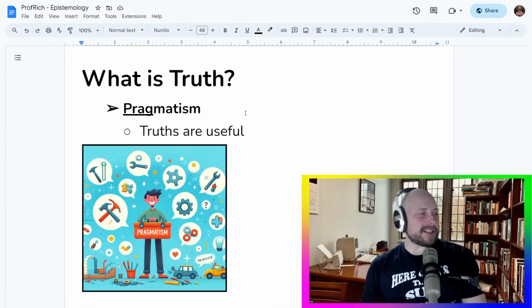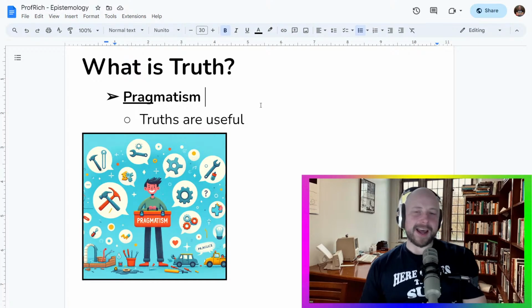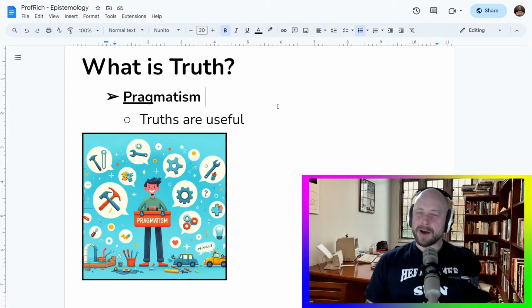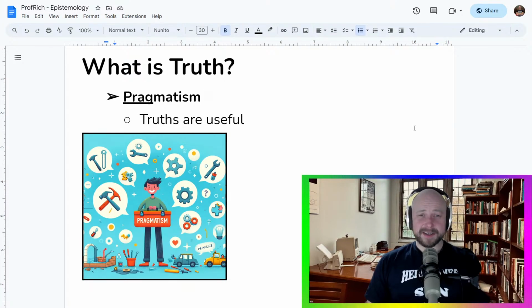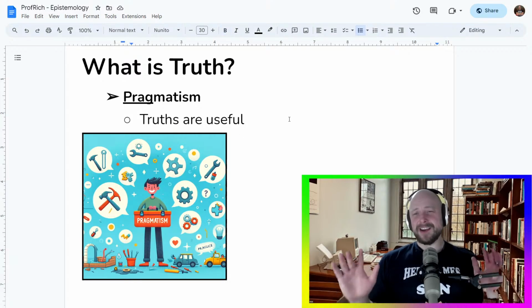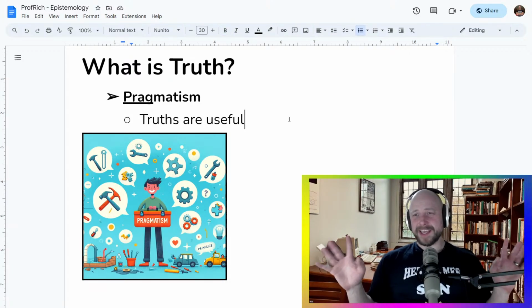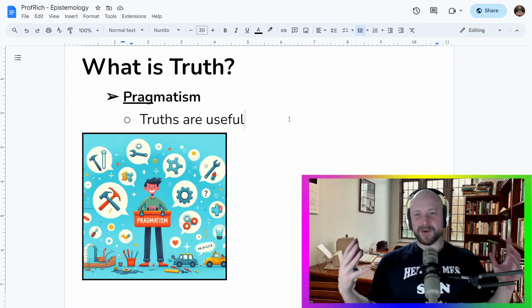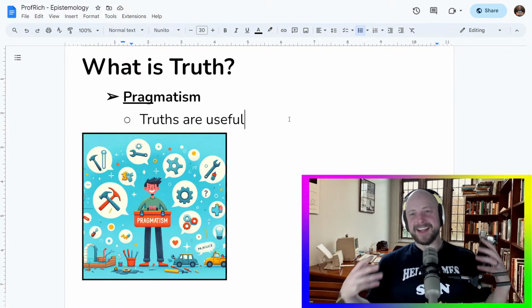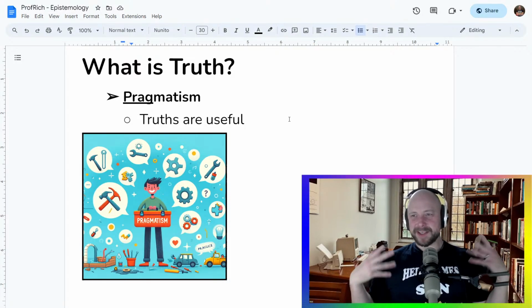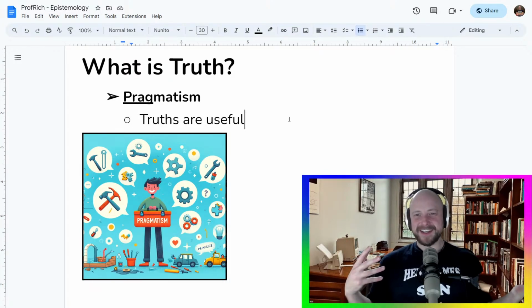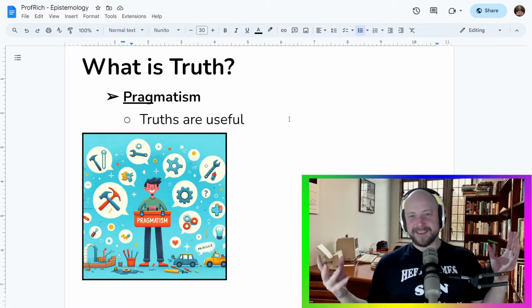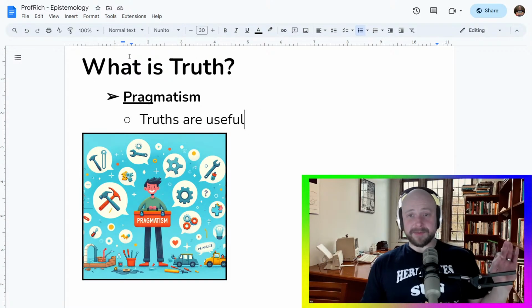All right, moving on. This is our last theory of truth. And this one's called pragmatism. Now, I think a lot of you will like this, especially if you are not so philosophically minded. If you're just like, look, I just want to get through life, okay? I just want to get through life. I don't want to talk about coherence and correspondence because they are complicated words and complicated theories. So pragmatism is very simple.